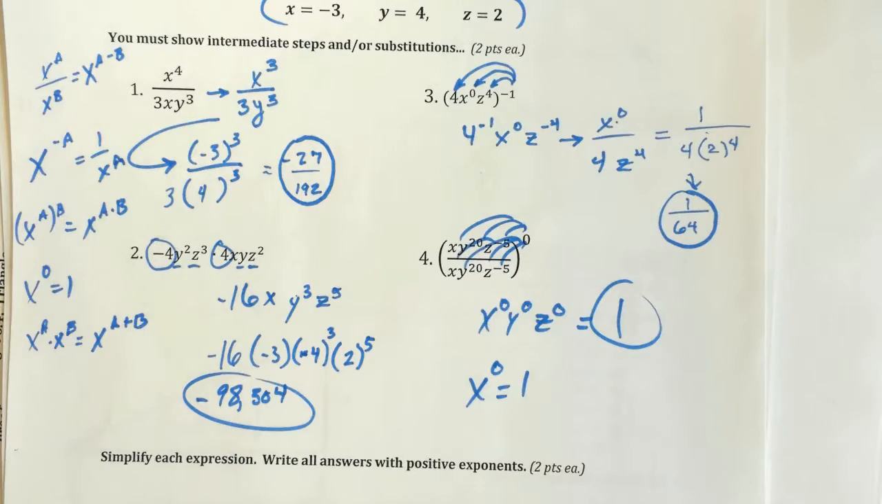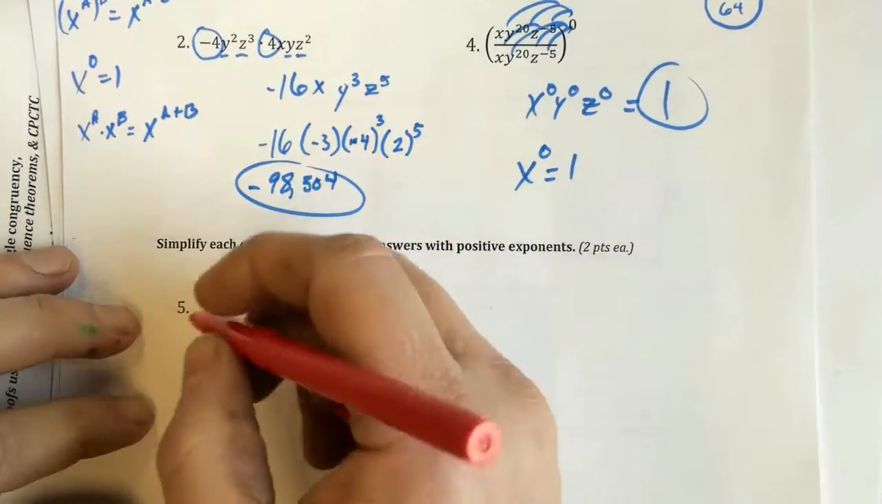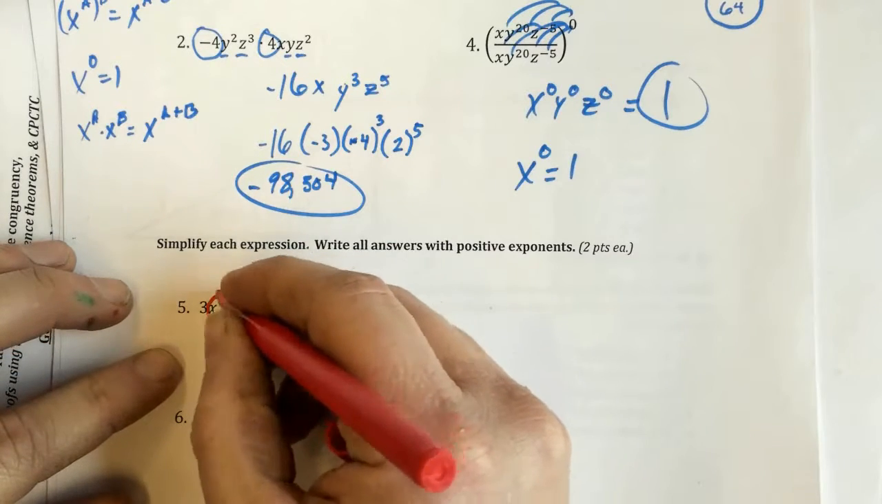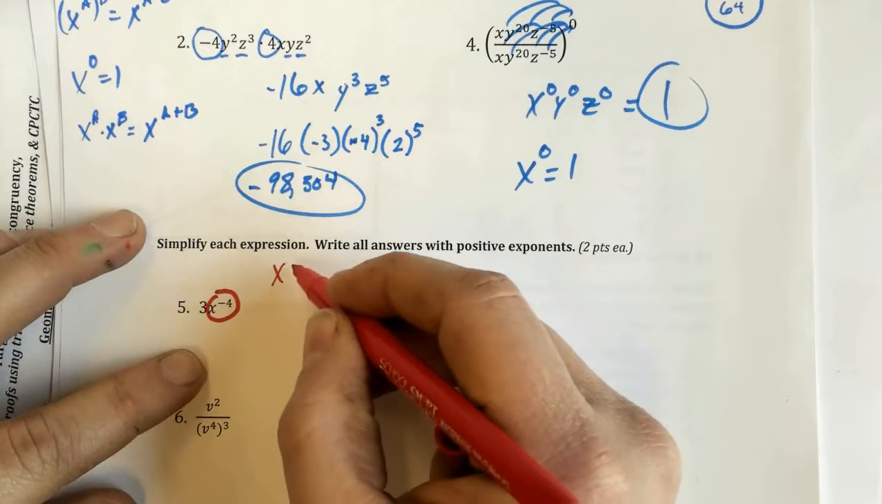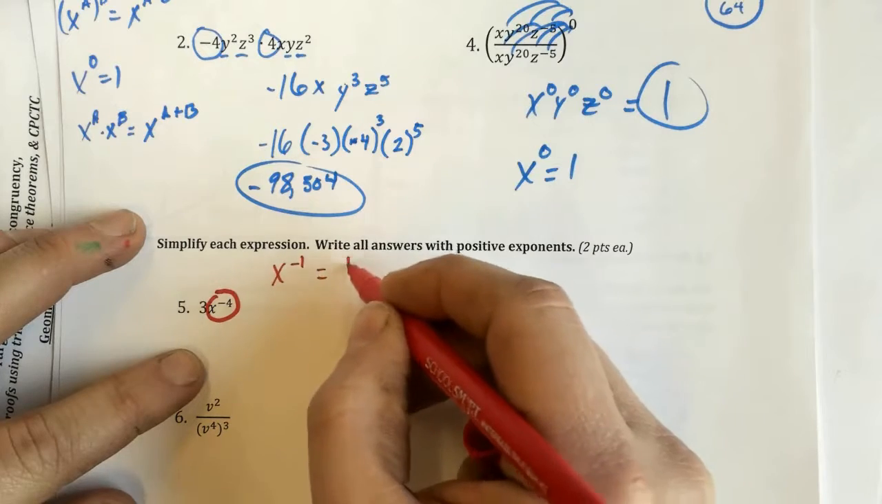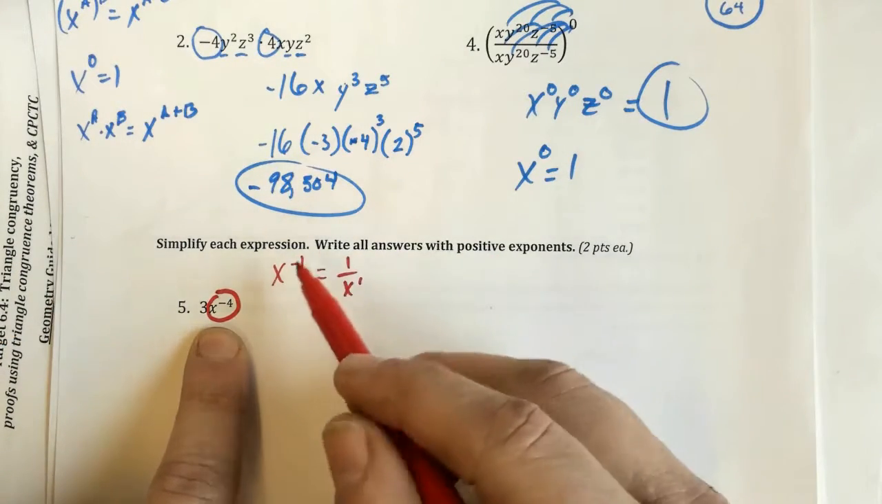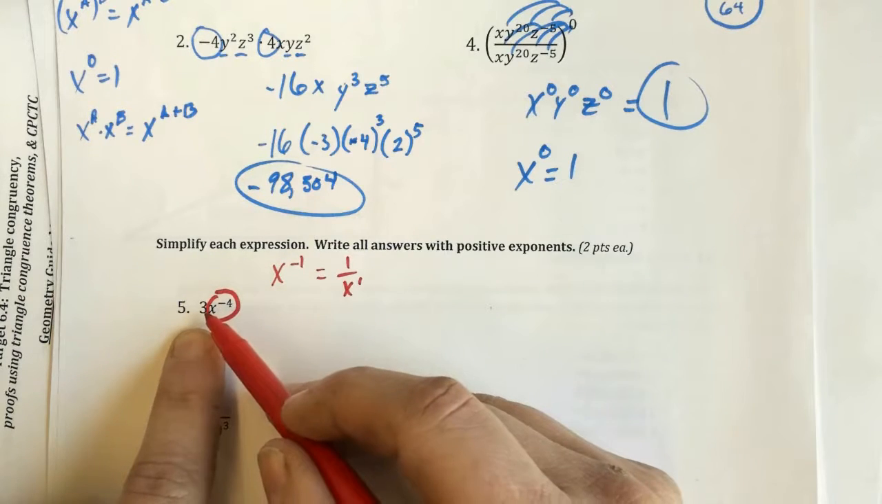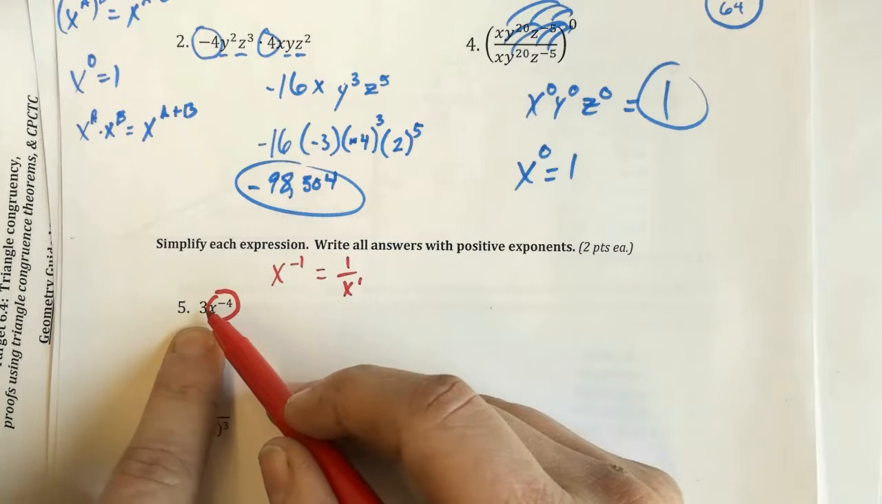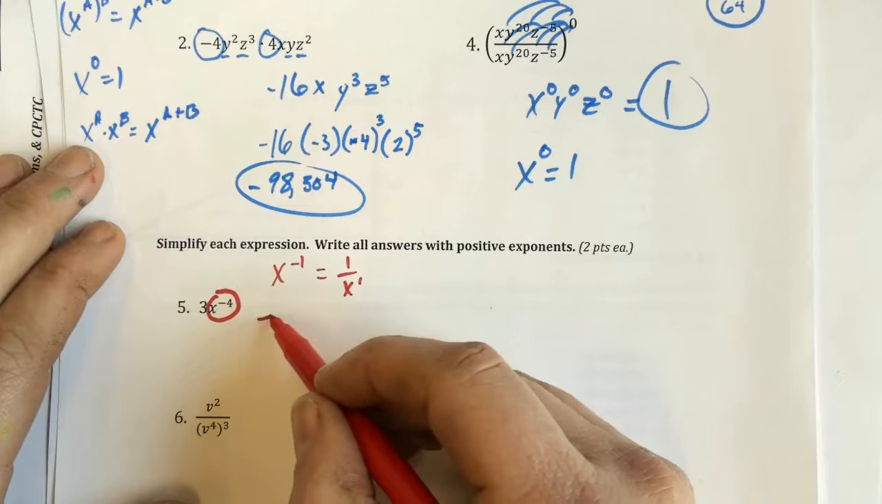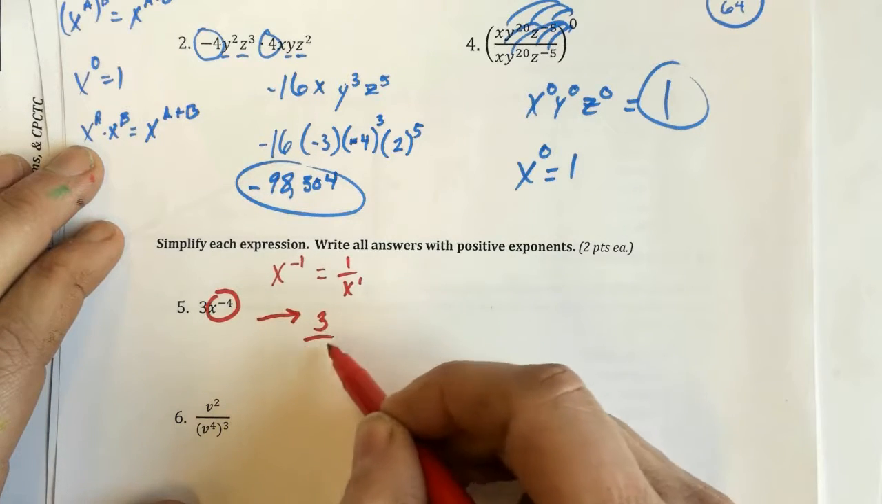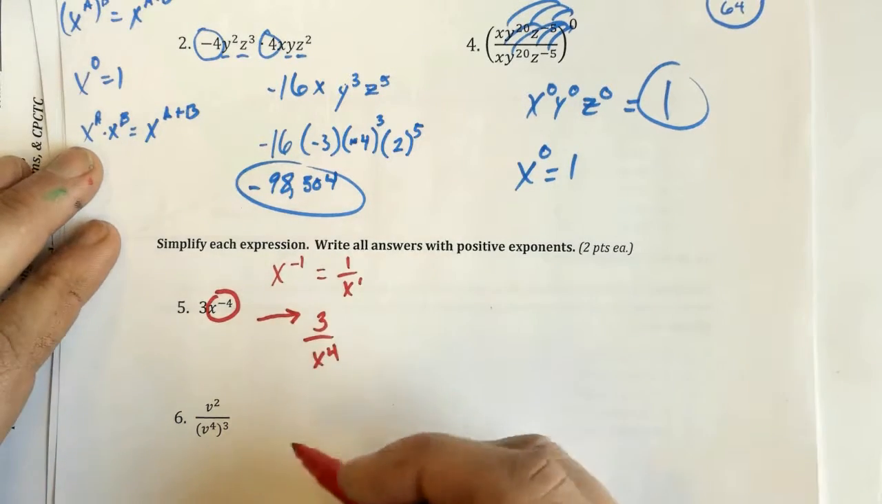Okay, moving on. We're going to change pen colors to red, because why not? Simplify the expression. Right here, you've got to notice that we're using this rule, that we're going to flip this exponent to the denominator. Why? Because it's got a negative. The 3 does not go, just the x. So this becomes 3 over x to the 4th.